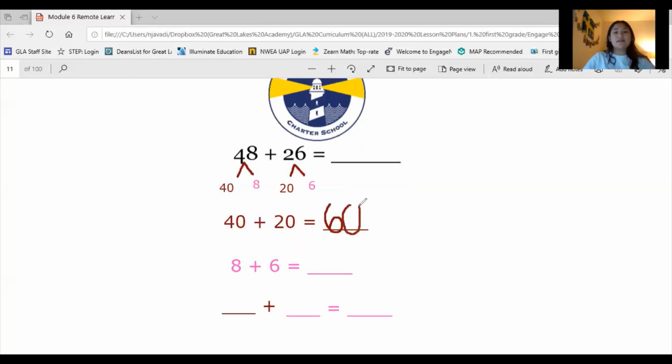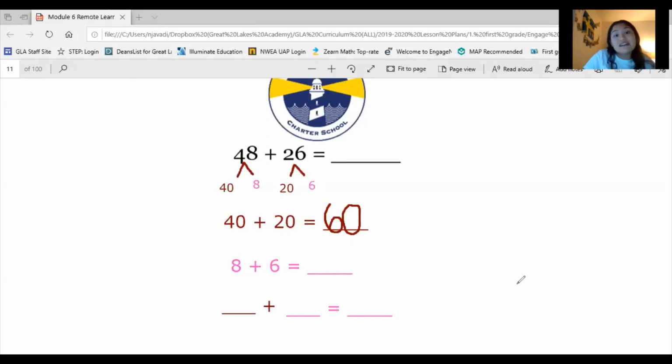I know that 40 plus 20 is 60 because 40 is equal to 4 10s, 20 is equal to 2 10s. 4 10s plus 2 10s is equal to 6 10s, right there. Now I need to add the 1s. Which numbers are my 1s? Raise your hand if you found the 1s. Raise your hand if you found 1 1. Raise your hand if you found both 1s. Nice job. My 1s are 8 and 6.